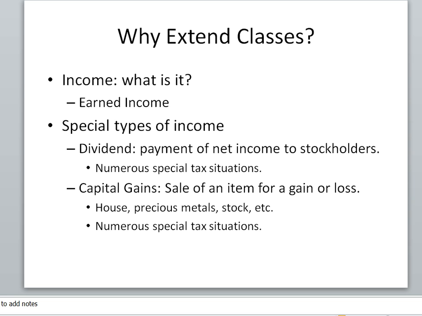We also have the concept of a capital gain, a sale of an item at a gain or a loss. So a capital gain would be a capital good, something that lasts a long time: house, precious metals, stock, etc. Something that you sell, because it has value. You can either take a loss or a gain on it, and then there are different tax situations for that as well. So this is why we extend classes, to handle complicated situations in an efficient manner.